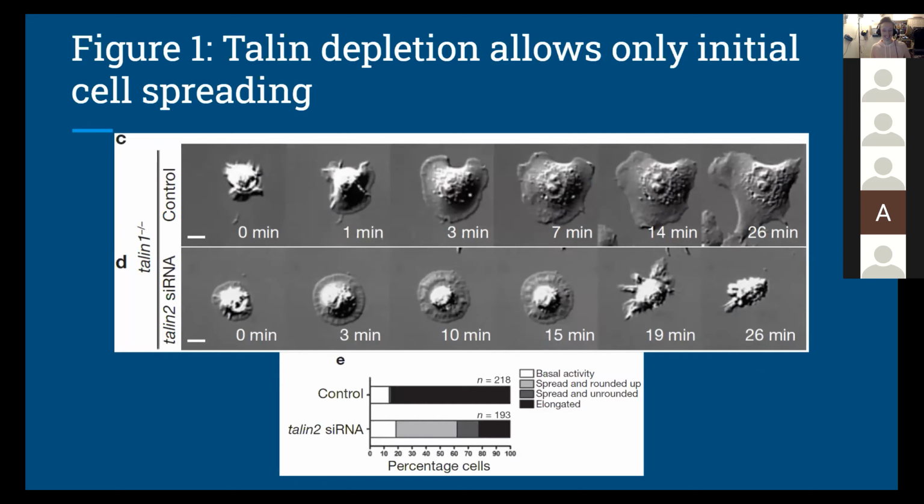Anyway. So the first thing the authors decided to do was knock out Talin and look visually at how that affects cell spreading. We have two Talins in humans, Talin 1 and Talin 2. For this paper, the authors actually treat them as interchangeable. So what they did is they created Talin 1 knockouts, and then on those knockouts, they either treated them with Talin 2 siRNA or with a control RNA.